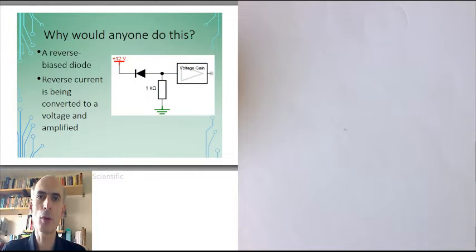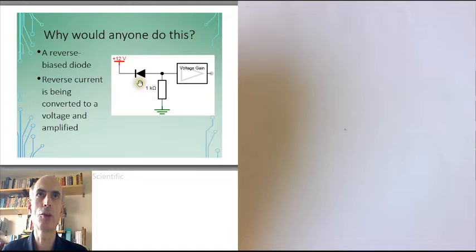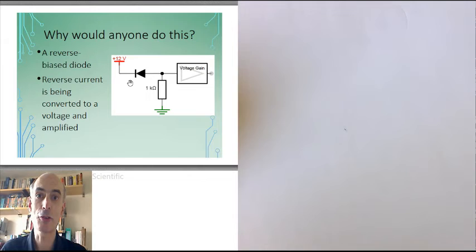Now, you might wonder why anybody would do that. We have here a normal diode, which is in reverse bias. The current is trying to flow through in, if you like, the wrong direction. That means that only a very small amount of current, the saturation current, will flow in this diode.